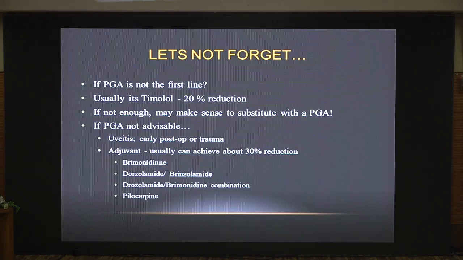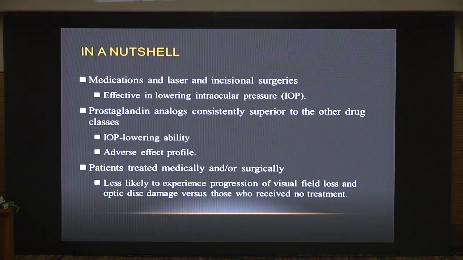So the adjuvant can achieve about 30% reduction if you combine the two. So it's a good idea to give brinzolamide, a carbonic anhydrase inhibitor, and brimonidine together. So combine both of them and avoid a PGA in the first 6. So in a nutshell, I'll just run through this.